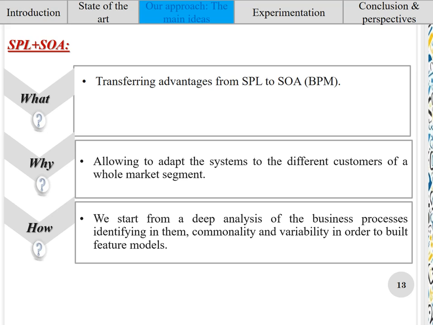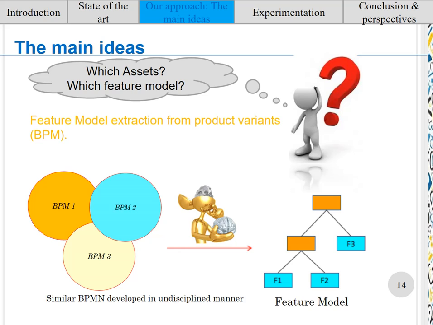in order to allow to adapt the systems to the different customers of a whole market segment, by starting from a deep analysis of business processes, identifying in them commonality and variability in order to build feature models. So the general objective of our approach is to extract an initial feature model from similar business process assets.